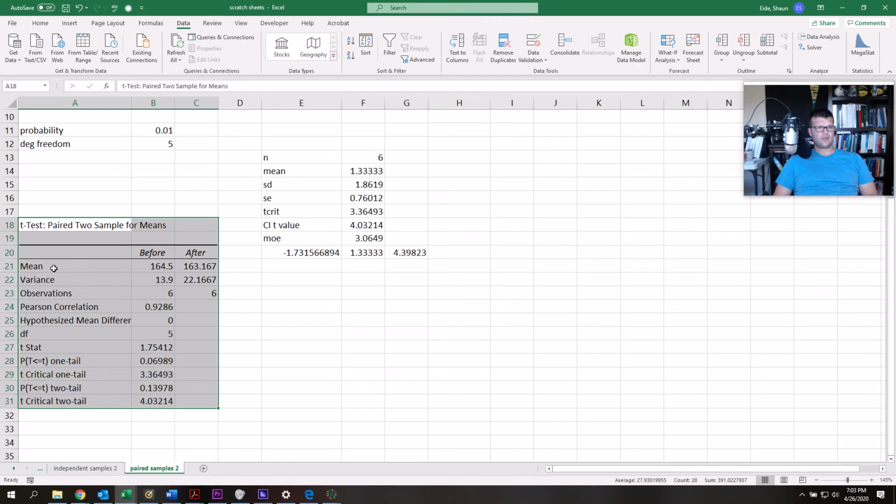And when we do this, it gives us the mean, the variance, the Pearson's correlation, the degrees of freedom. Then this is the actual calculated value of the t-statistic. Then we have the t critical for a one-tail test. So that gives it to us right like that.